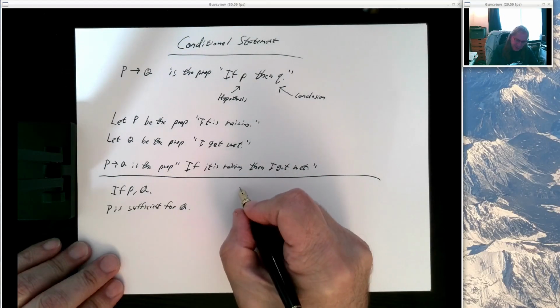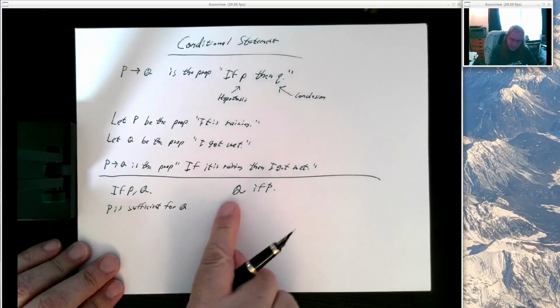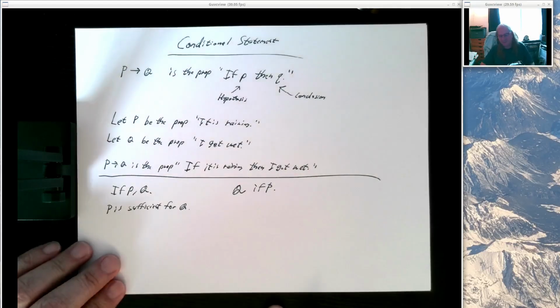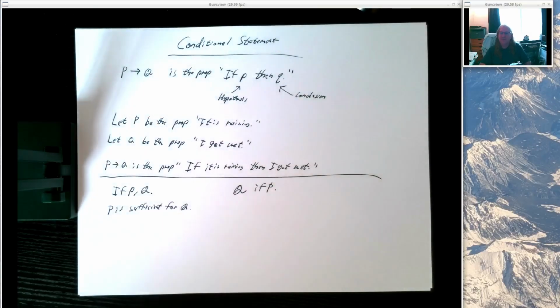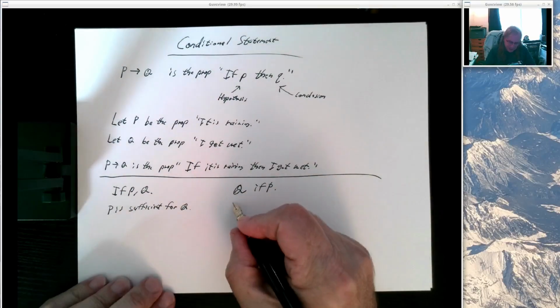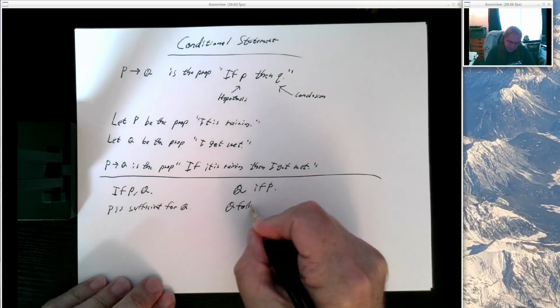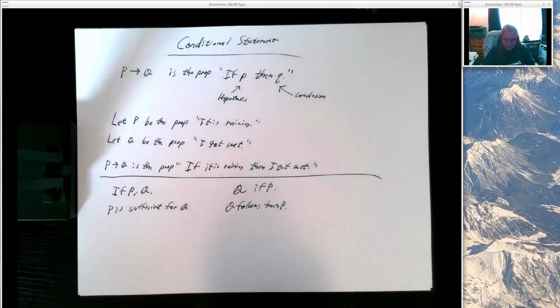Here's another way we could write this. Q if P. I get wet if it is raining. Well, that means exactly the same thing as if it is raining, I get wet. We could say Q follows from P. I get wet follows from it is raining.